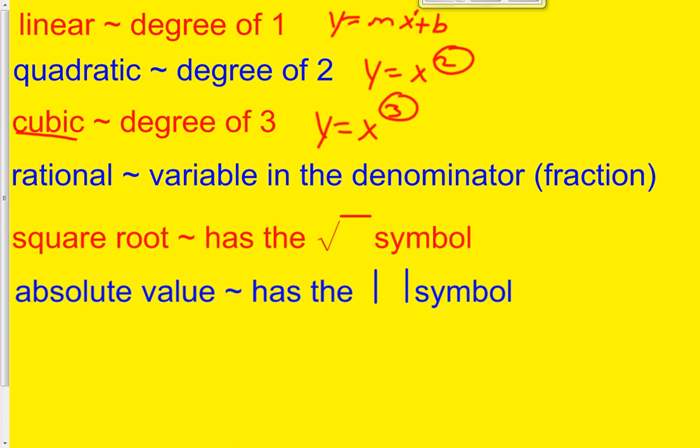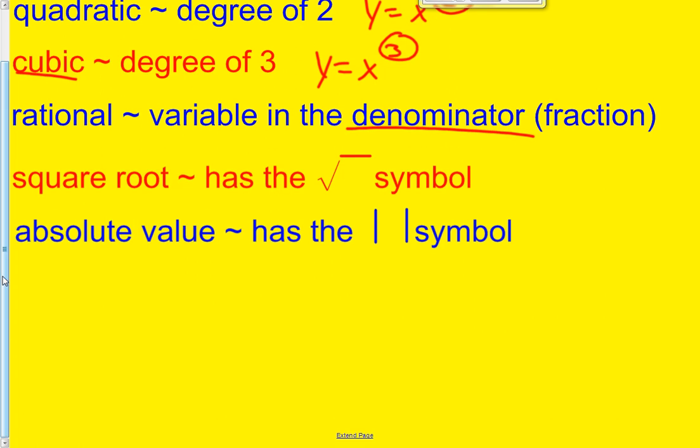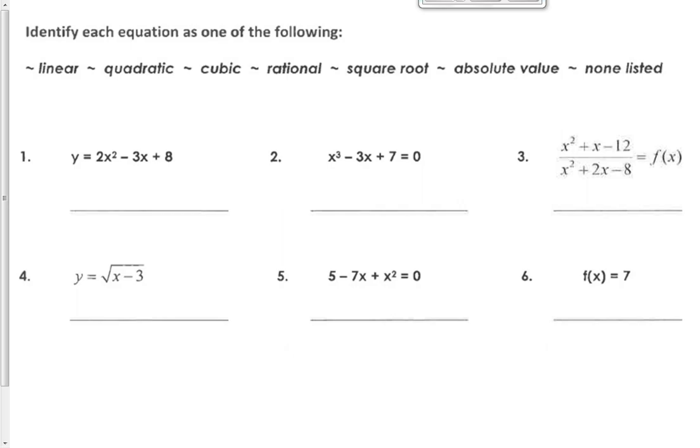It's always going to be rational if you ever see a variable in the denominator. So if it has a fraction and there's a variable in the denominator, it's got to be rational. And these next two are quite basic, I guess. If you see a square root symbol, it's the square root function. If you see an absolute value symbol, it's going to be the absolute value function. So those two are hopefully dead giveaways. Let's try the first 9 all together, and then you guys try the next 9 on your own.